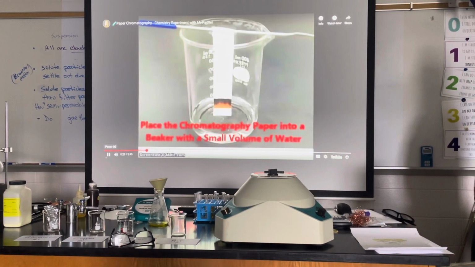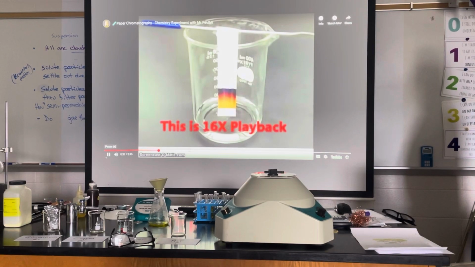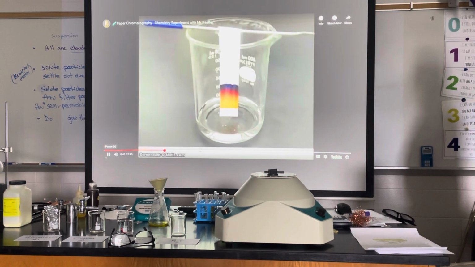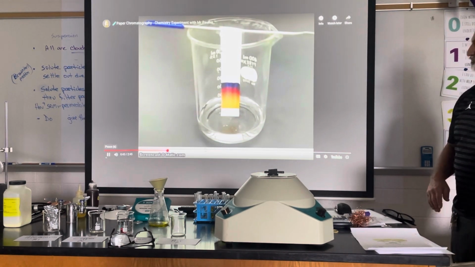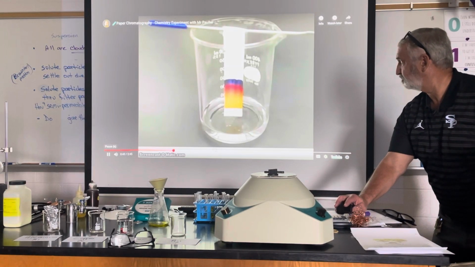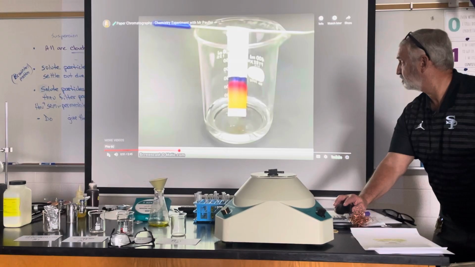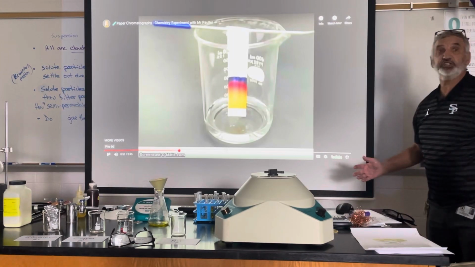So did you guys do this in biology? With water in it. We can see that the water will start to rise up the chromatography paper because of capillary action. You'll note this happening very quickly because this is 16 times speed playback. We can see that the ink, which originally was black, is starting to separate into different colors. This is because the different pigments have different properties. Okay, so this is really all I wanted you to see.